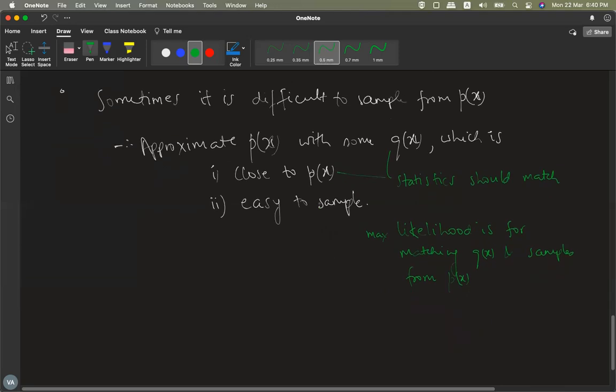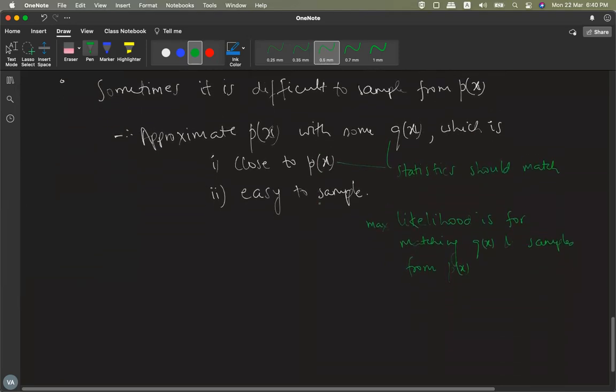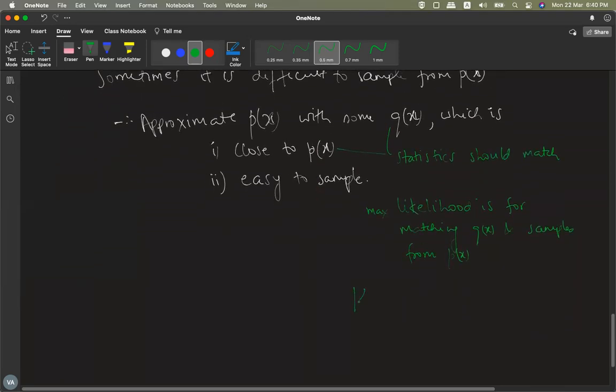KL divergence is one distance metric which compares two distributions. KL divergence is zero when p(x) and q(x) are exactly the same, and it becomes larger and larger as these two distributions become more and more dissimilar. There are other kinds of measures also very similar to KL divergence, but KL divergence is, I think, very popular.